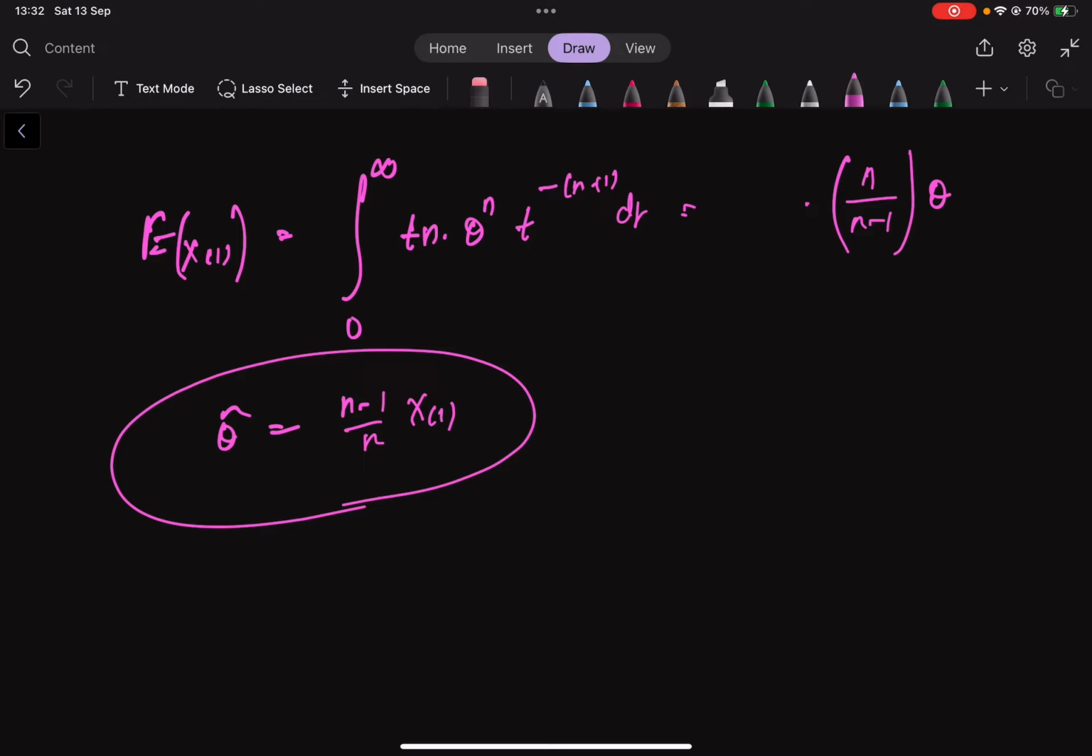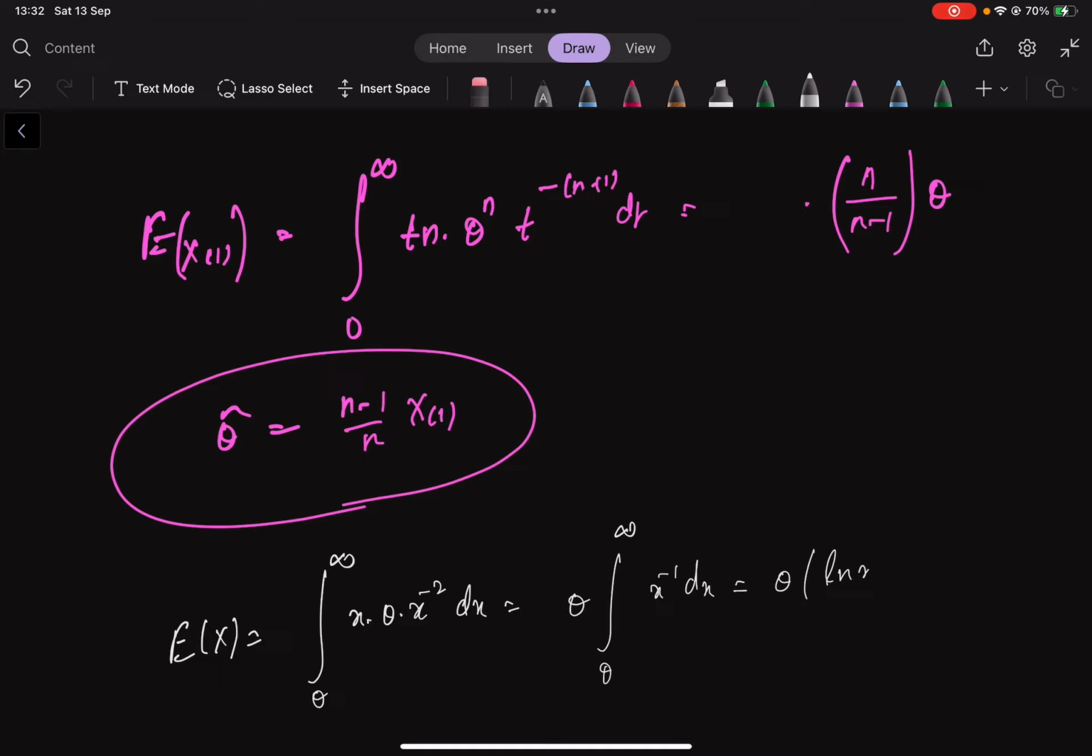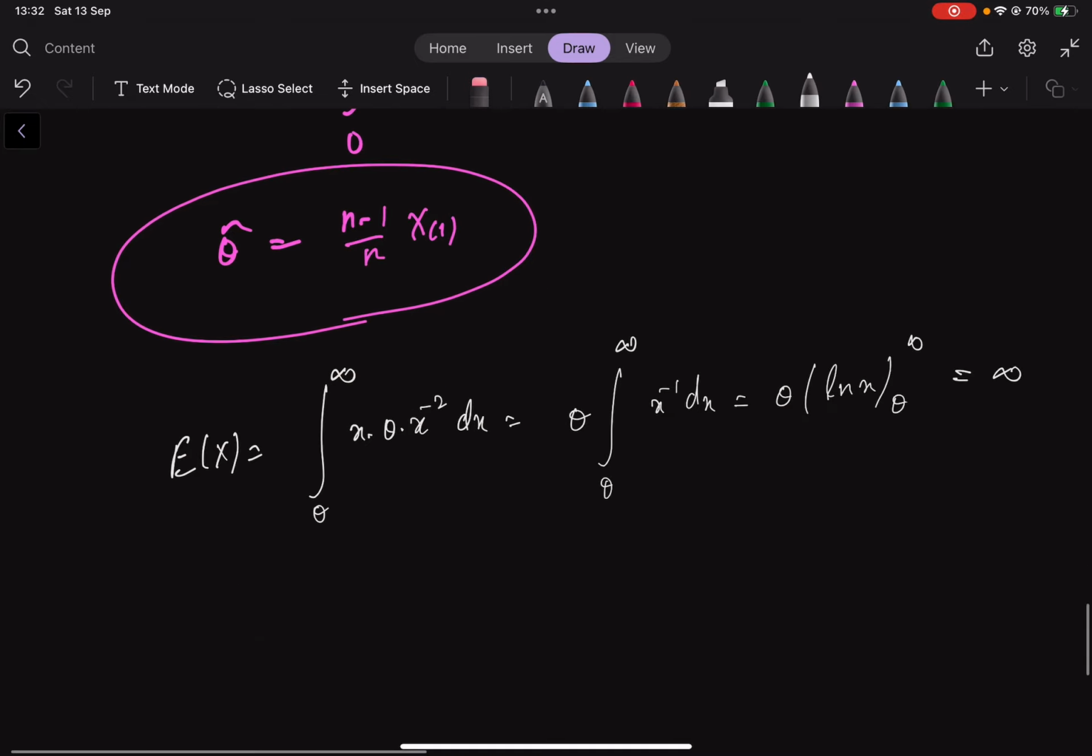So for the method of moments estimator, the expectation of X is the integral from theta to infinity of x times theta times x to the power minus 2 dx, which is theta times the integral from theta to infinity of x to the power minus 1 dx, which is theta times ln x going from theta to infinity, which is infinity. So therefore the first moment is diverging, so the method of moments estimator does not exist because the expectation of X is infinity.